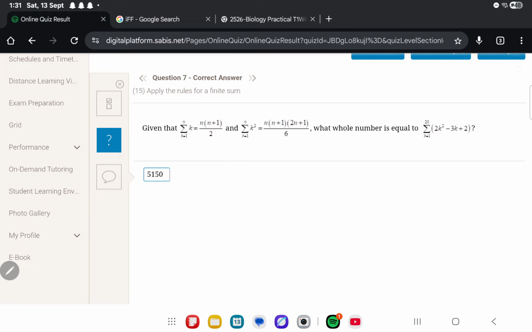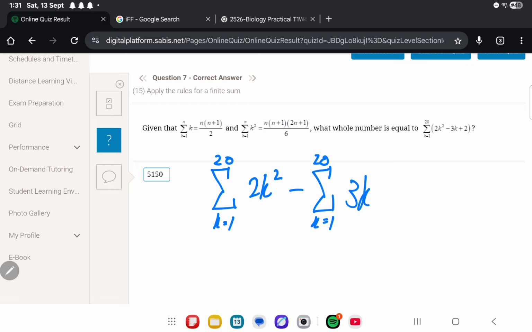Question 7. Hopefully a bit simpler, way simpler. Okay, good. So now you should already know this, but it's fine. First of all, summation rules. Very important to know. First of all, you can distribute the summation to all of them. So this can be rewritten as the sum of k equals 1 to 20 of 2k squared minus the sum k equals 1 to 20 of 3k plus the sum k equals 1 to 20 of 2.